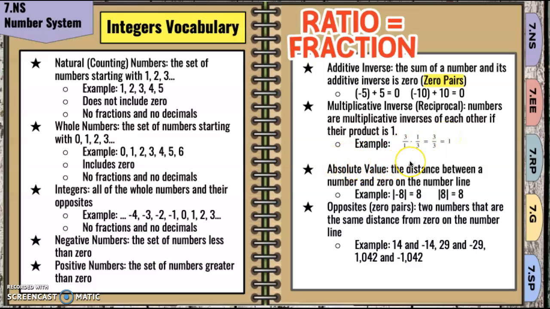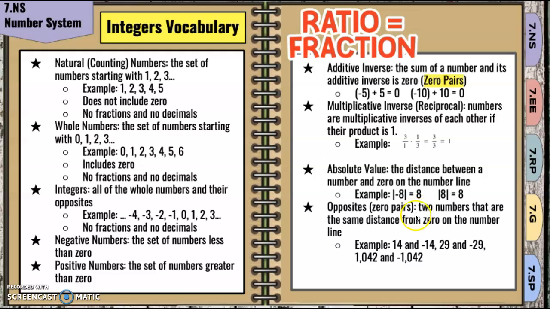Absolute value. Absolute value is the distance between a number and 0 on the number line. So the distance from 8 to 0 on the number line is 8. There are 8 spaces between 0 and 8. Likewise, the absolute value of negative 8 is positive 8 because there are still 8 spaces from 0 to negative 8 on the number line. Absolute value is always going to be positive.